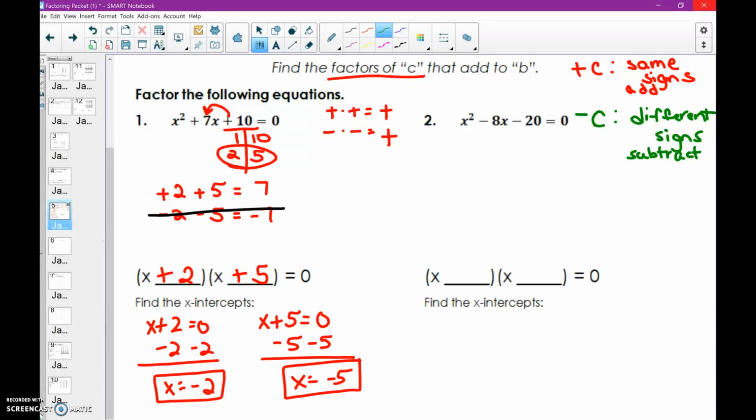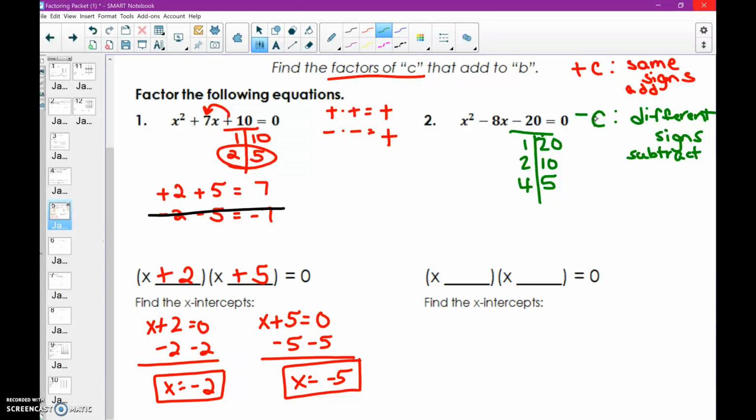All right, now number 2 is a little bit more work to do. I've got a negative number, but I'm still just going to start with finding my numbers. I'm not even going to look at signs, kind of like the first one. So I have 1 and 20, 2 times 10. 3 doesn't work. 4 times 5 works, and 5 would be the next number, so I'm done. So go ahead and copy those factors down.